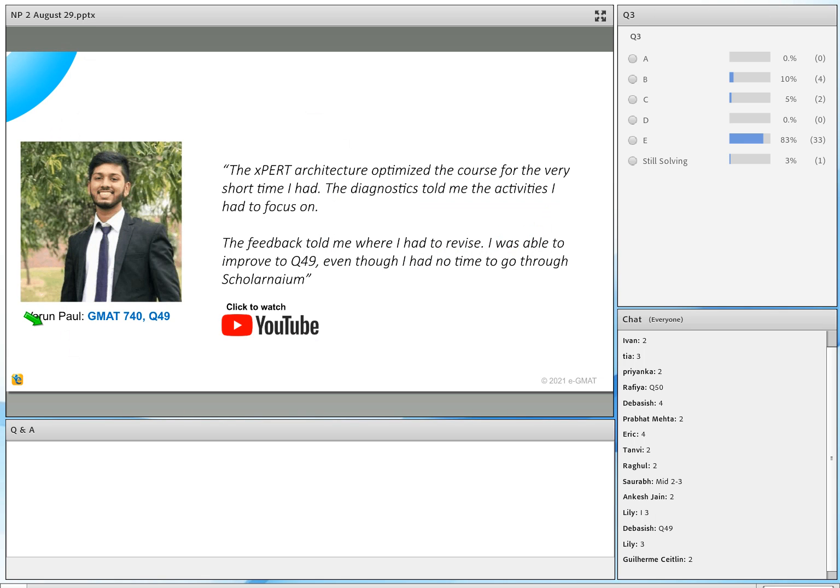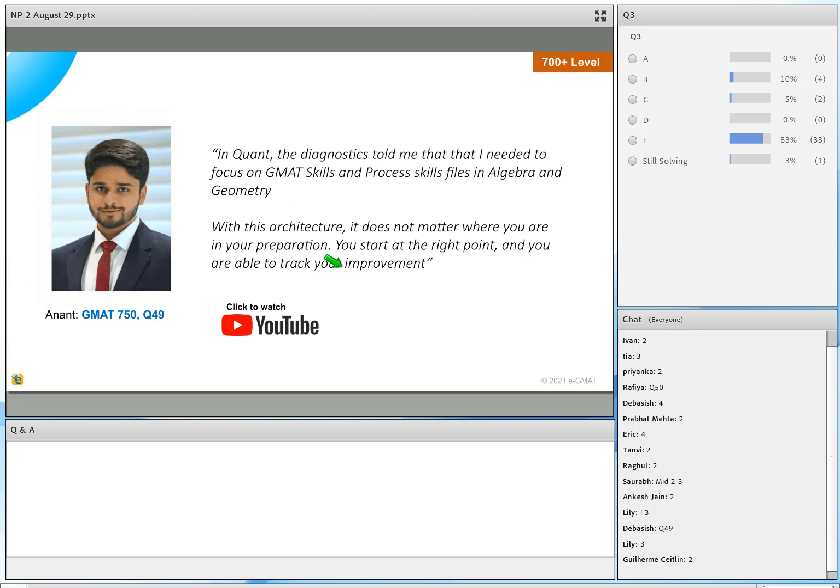This is where Varun talks about his experience. He got a GMAT 740, which is Q49. He says the architecture optimized the course for the very short time he had. Now, it especially becomes important when you're short on time. You can't do everything. You have to do what you have to do. The system is going to tell you do this, don't do that. This is what's going to take you to your score.